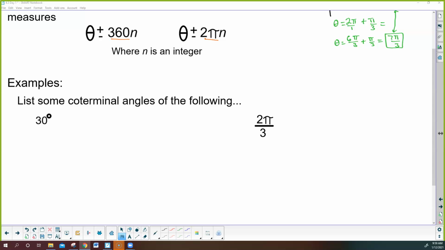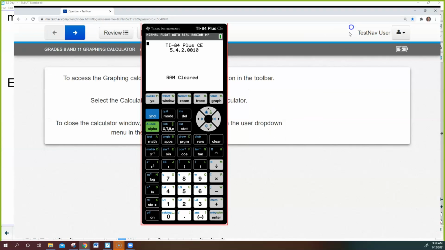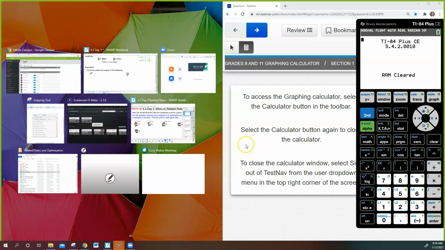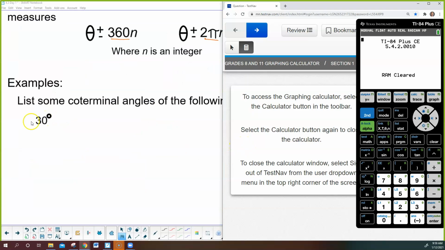So let's take this 30-degree angle. Since we're doing degrees, we're going to take 30 and hit enter. That's going to log our answer. And then what I'm going to do is just add 360 to it. And then if I hit enter, I get another add 360. So it just keeps adding 360, and I could go on forever. There's an infinite amount of coterminal angles because we just keep adding 360 degrees.